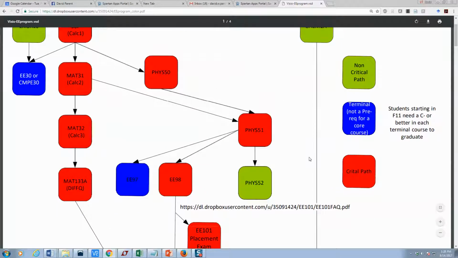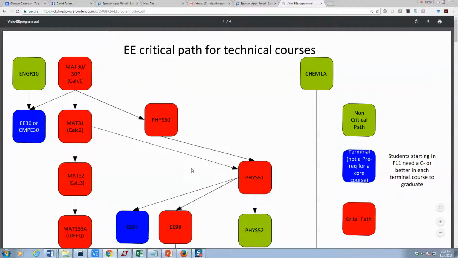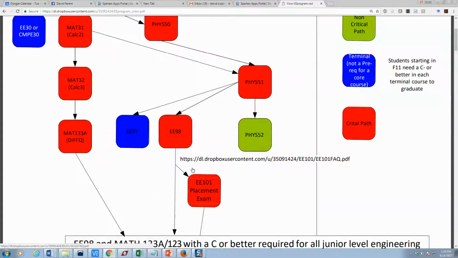So if you have everything here, you're pretty much ready for the junior year. Most likely we will have to sit down and talk about special cases. I haven't talked about GE yet, but we will.